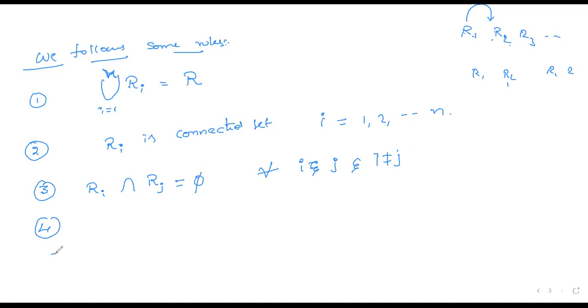Next, the fourth and fifth conditions are advanced conditions. That is, the predicate of region Ri must be equal to true, and the predicate of the union of two regions must be false. These are the five conditions which are important to perform segmentation.